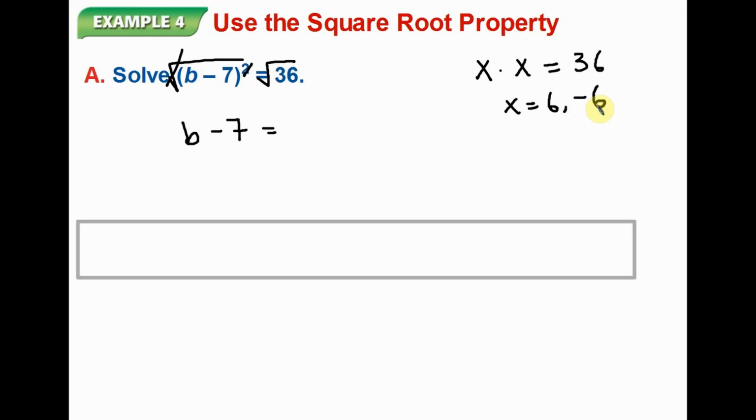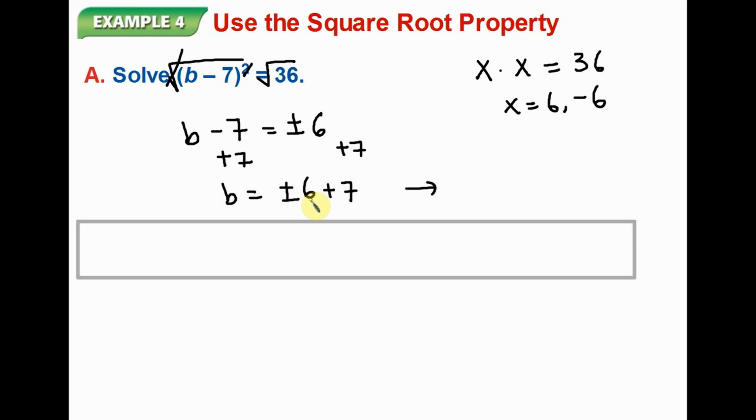If you had negative 6 times negative 6, it will still be positive 36. So what I'm going to do is write plus or minus 6 on the other side. In this case, if you continue to solve, I'm going to add 7, which makes b equal to plus or minus 6 plus 7. There are going to be two answers.